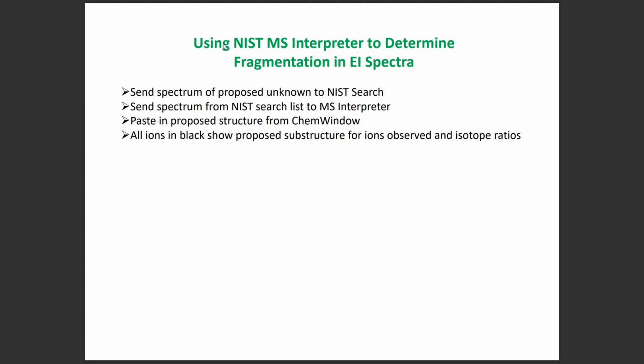This is a somewhat more advanced topic, but a very useful one. One can use NIST MS Interpreter to determine fragmentation in EI spectra. To do that, you must send the spectrum of the proposed unknown to the NIST search, which we've shown before in another video. But then you send the spectrum from the NIST search list to the MS Interpreter program. And then you paste in the proposed structure from Chem window, and all ions in black show proposed substructure for ions observed and their isotope ratios.